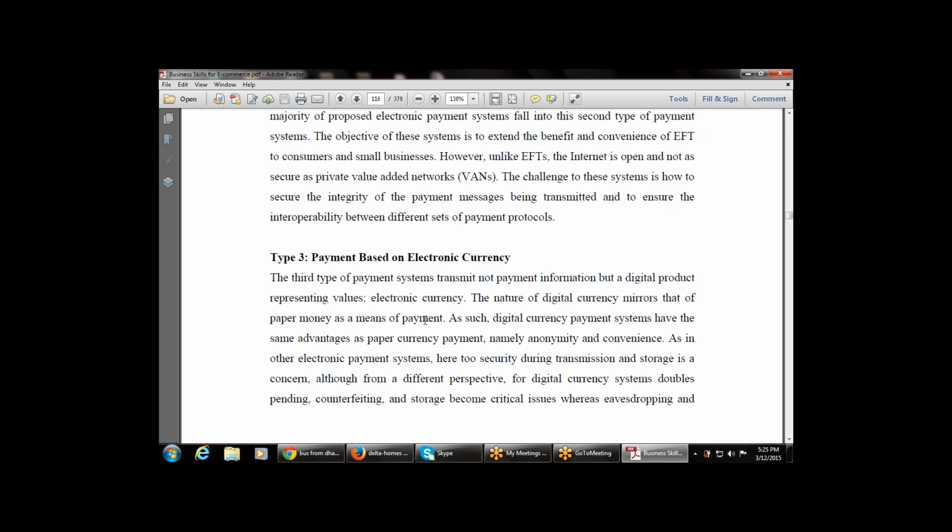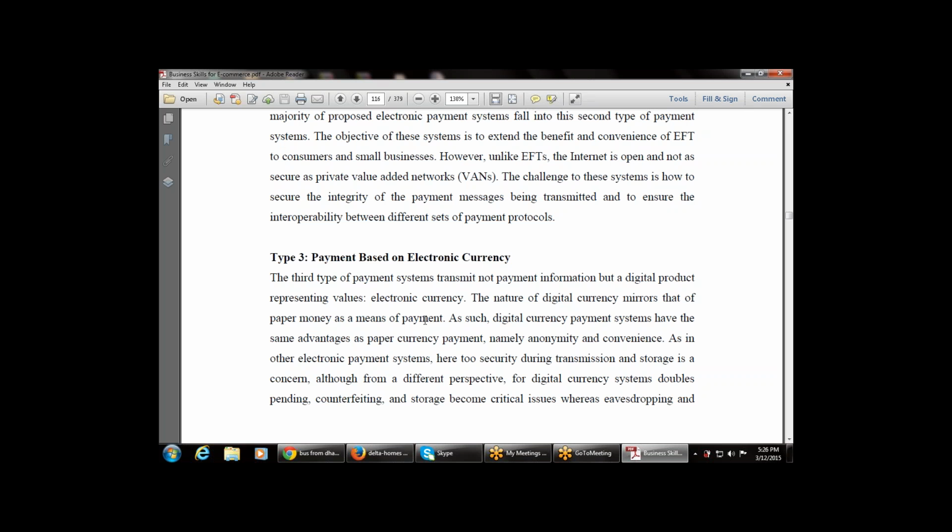Whenever we pass currency electronically, it must be convenient and anonymity must be provided to the customers. As in other electronic payment systems, here too security during transmission and storage is a concern. Although from a different perspective, for digital currency systems, double spending, counterfeiting and storage become crucial issues.